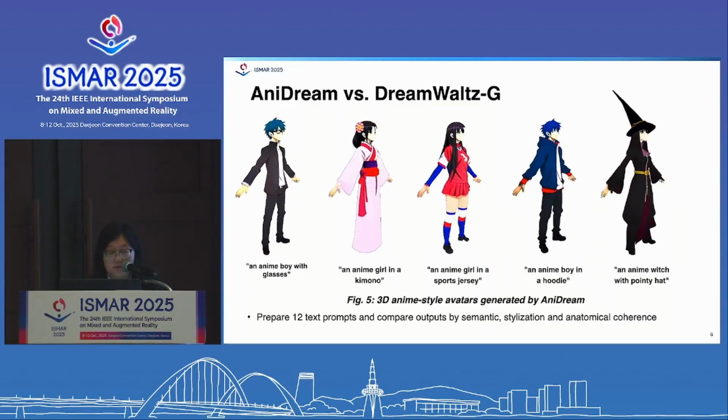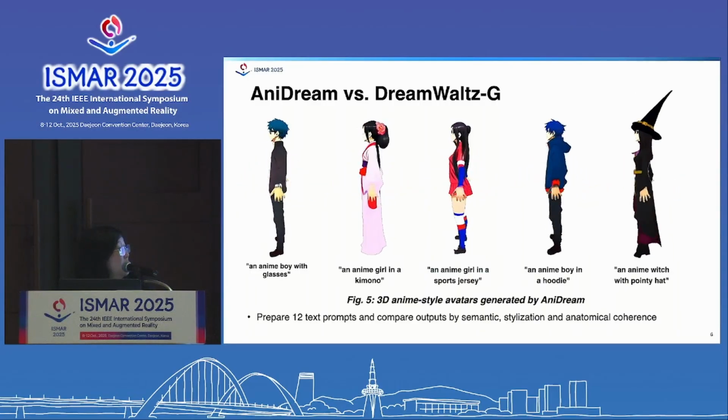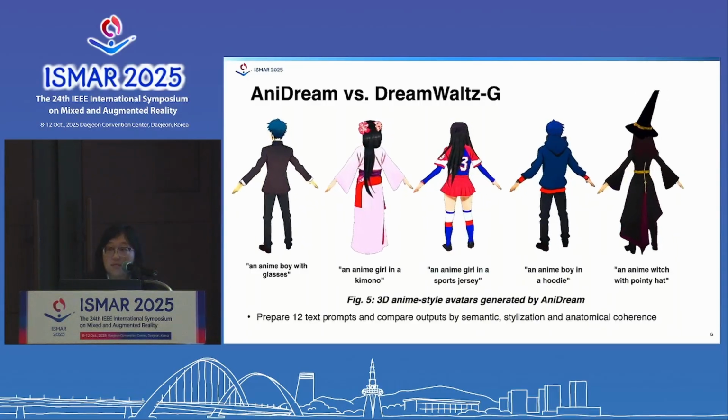and anatomical coherence. Here you can see some examples of avatars generated by AnyDream, considering some of the text prompts that we propose.